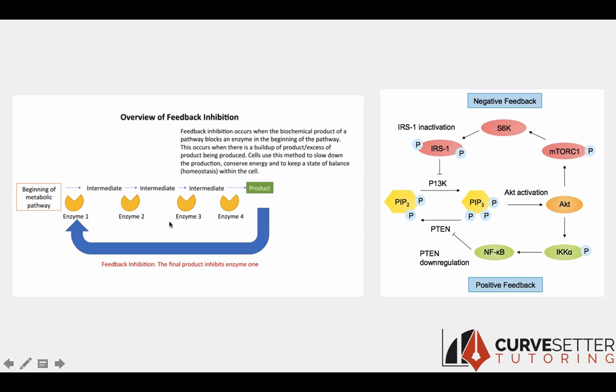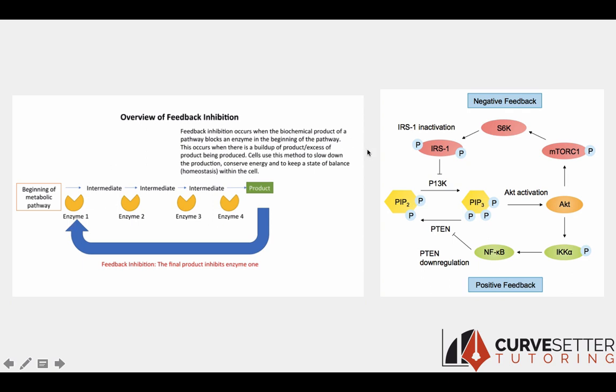You can read this on your own, but this is basically what I just said. It blocks an enzyme in the beginning of the pathway, and that occurs when there's a buildup or excess of the product being made. And this occurs in order to achieve homeostasis in the cells, to prevent this pathway from occurring in overdrive. So you see the product literally feeds back and inhibits an earlier enzyme. And feedback inhibition could also be this later intermediate going back and inhibiting this earlier enzyme or this one.